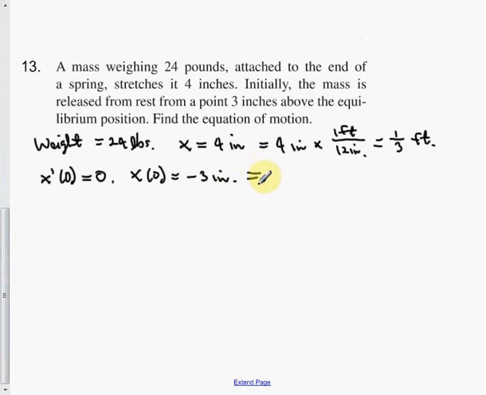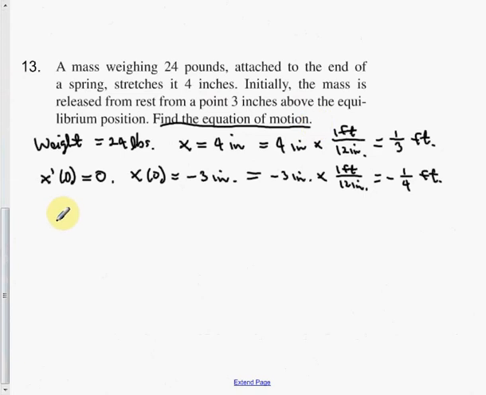Again, we better convert that to feet as well. So -3 inches times 1 foot over 12 inches is -1/4 feet. So we'll need that later. Now, let's see what it gives us. It gives us the weight. I'm looking for the equation of motion, right? The key to the equation of motion is omega. I need to find omega.